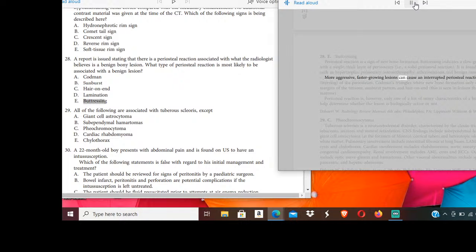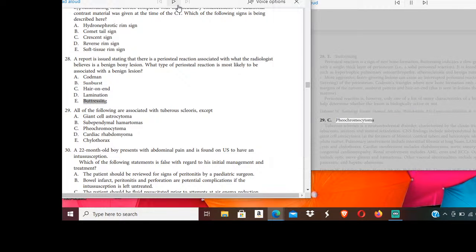More aggressive, faster-growing lesions can cause an interrupted periosteal reaction: lamination, layering of the periosteum, Codman's triangles where new bone formation only occurs at the margins of the tumor, sunburst pattern, and hair-on-end. This is seen in lesions that invade bone marrow. Periosteal reaction is, however, only one of a list of many characteristics of a bone lesion that help determine whether the lesion is biologically active or not. Dähnert W. Radiology Review Manual. 6th ed. Philadelphia, PA: Lippincott Williams & Wilkins; 2007:12.